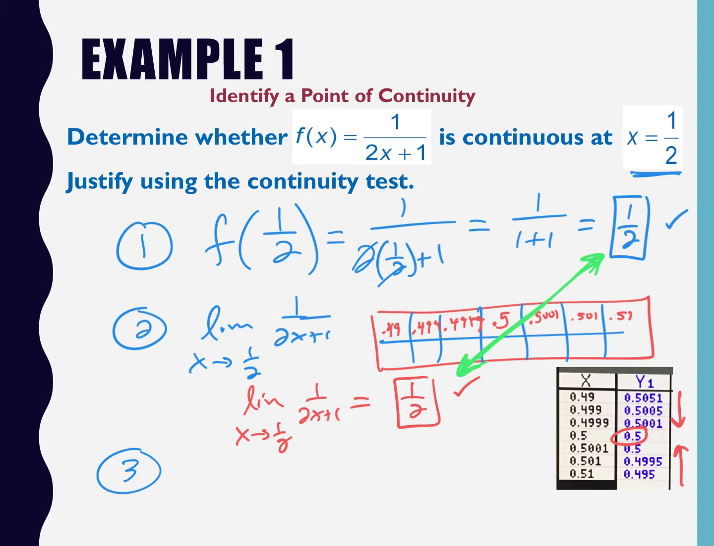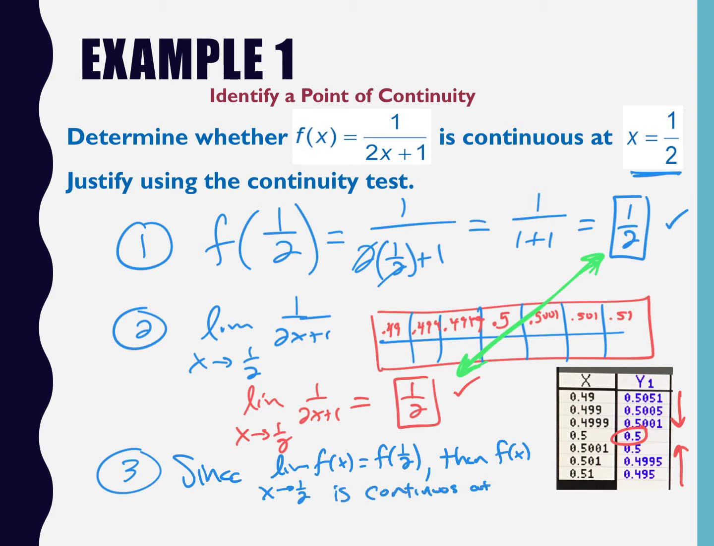So in a statement, we're going to say, since the limit as x approaches 1/2 of f of x equals f of 1/2, I plugged it in, they're the same values, then f of x is continuous at x = 1/2. Statement, check. So here we determined that the function is actually continuous at that point.